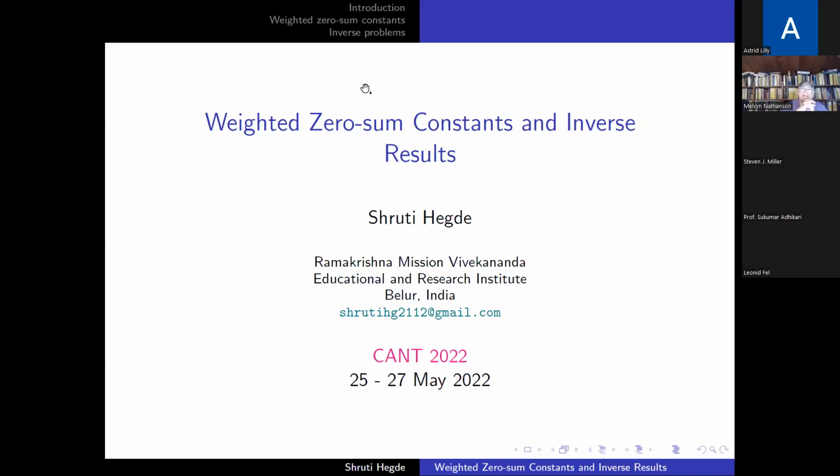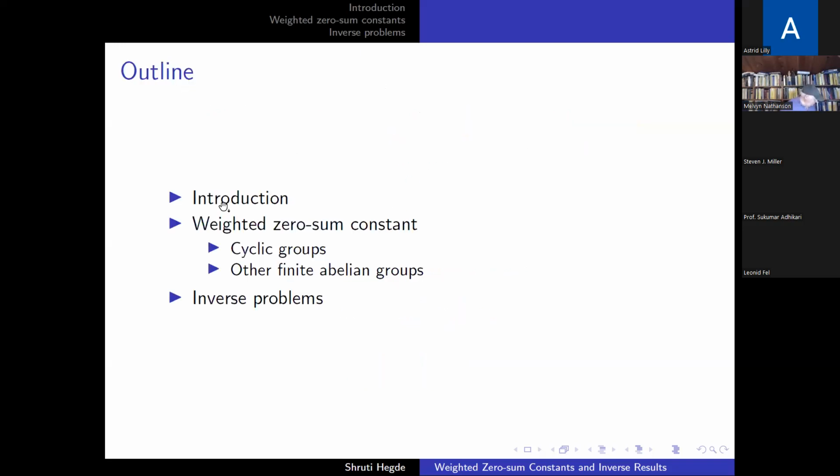So good morning, everyone. Let me first thank Professor Nathanson for giving me an opportunity to speak here. I'll be speaking on weighted zero-sum constants and inverse results. So this is the outline of the talk. First, we'll be seeing the introduction. Next, we'll determine weighted zero-sum constants, first for cyclic groups, then for other finite abelian groups. And lastly, we will look at some inverse problems.